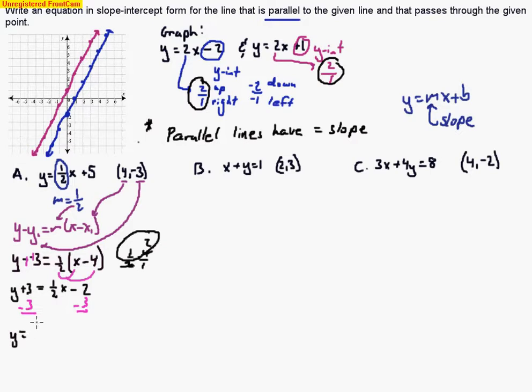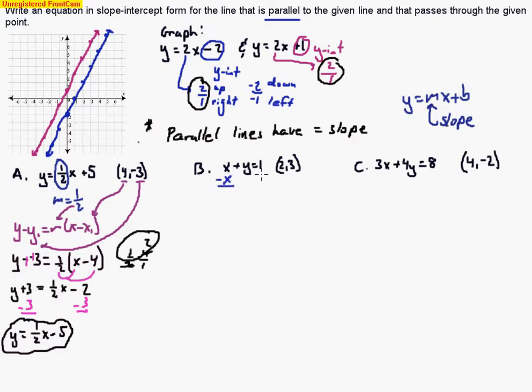Y equals 1/2 x minus 5. There it is. Same sign, so I added. Well, here's another situation. This one's a little different, though, because we don't have y quite by itself. So we need to do some work to figure out what the slope of this line is.